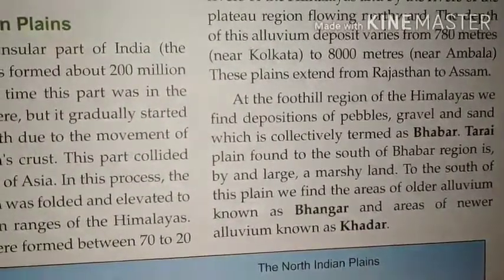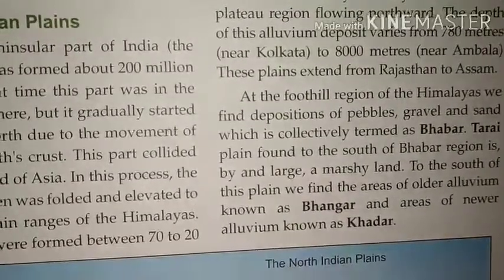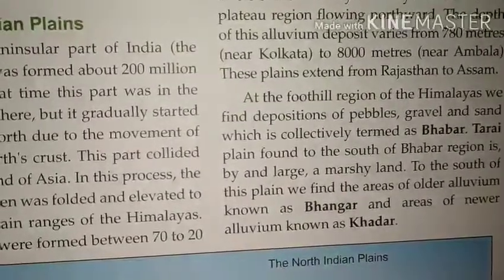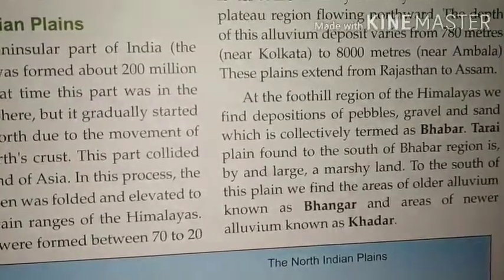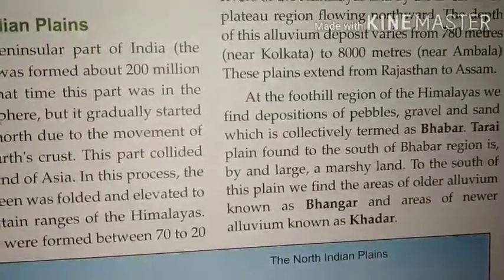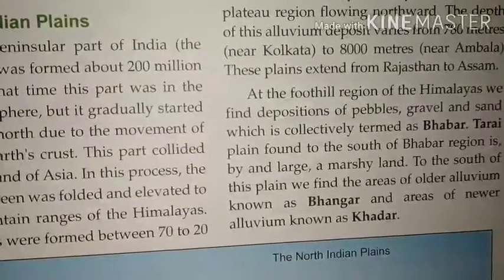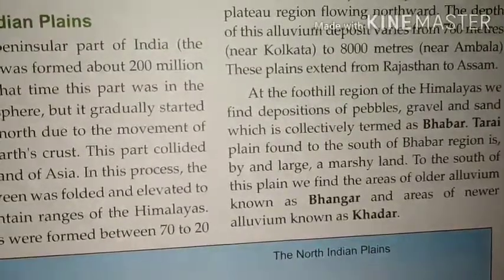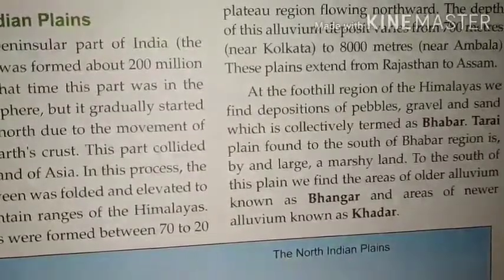In the foothill region of the Himalayas, we find depositions of pebbles, gravel and sand, which is collectively termed as Bhabar. Tarai plain, found to the south of the Bhabar region, is by and large a marshy land. To the south of this plain, we find the areas of older alluvium known as Bhangar and areas of newer alluvium known as Khadar.